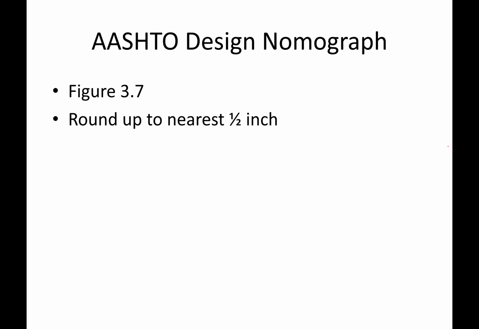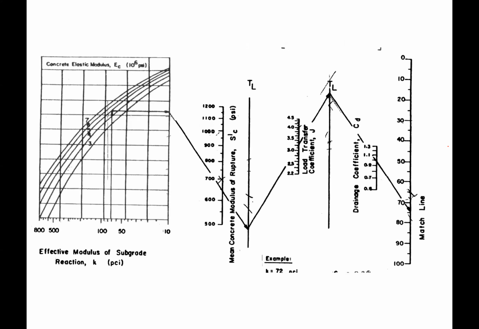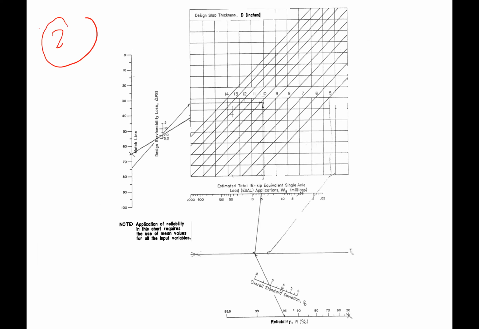Right, so once you have all the parameters with you, as I mentioned, what do we need? We need K, we need EC, SC, the J value, right? What else? The drainage coefficient, reliability, standard deviation, loss in serviceability. Once you have all those parameters, you can go straight to the nomograph. I hope you printed the nomograph with you. Right, so this is the nomograph. This is the first part, and this will be the second part of the nomograph.